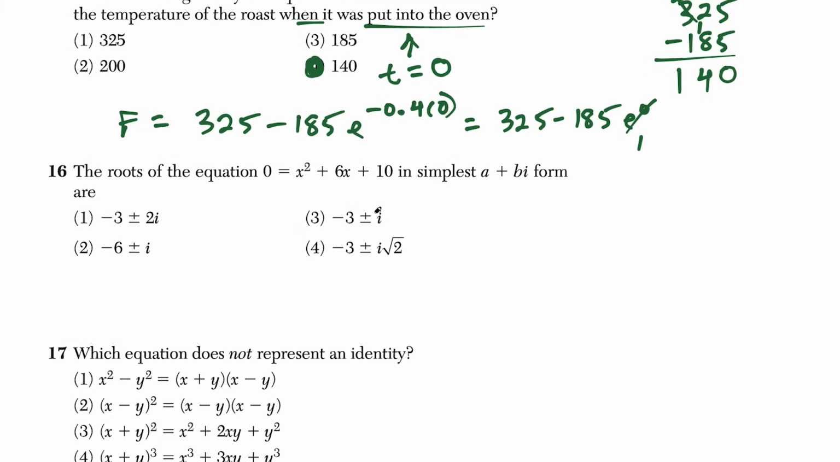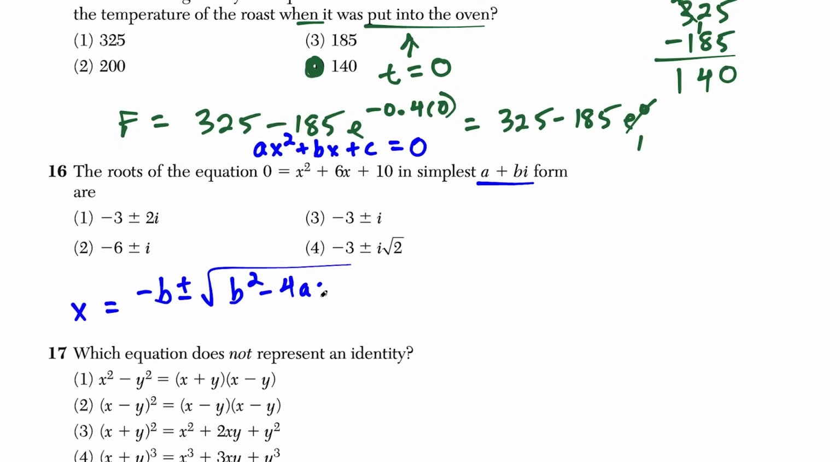Question 16, the roots of the equation here in simplest a plus bi form are, and we have these four answer choices here. So we have a quadratic equation, and it's in the form ax squared plus bx plus c equals 0. So we could use the quadratic formula here. The quadratic formula says that x equals negative b plus or minus the square root of b squared minus 4ac, all over 2a. So here I identify our a value is equal to 1. That's the number in front of x squared, and if there's no number written there, the invisible number is 1. And then we have b equal to 6 and c equal to 10. So I plug these values into that formula.